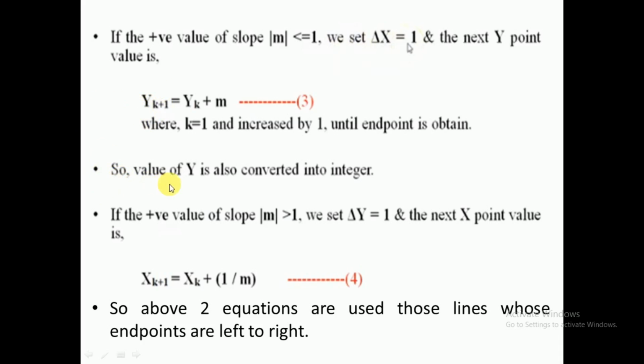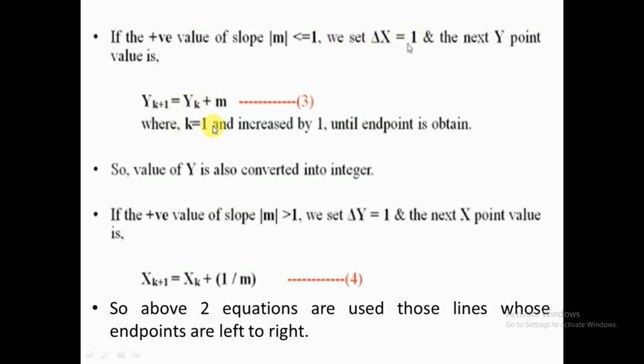That's why y is also converted, meaning we have to convert it into an integer. Here we get a floating point result. Why do we have to convert into integer? Because floating point operations take more time. Floating point operations will take more time compared to integer operations, right?